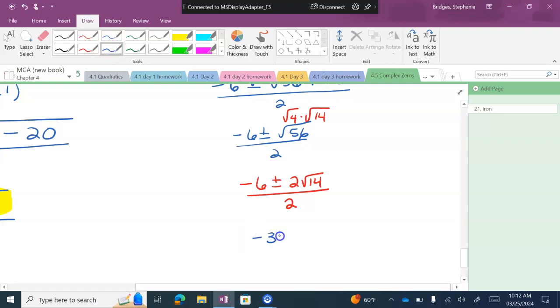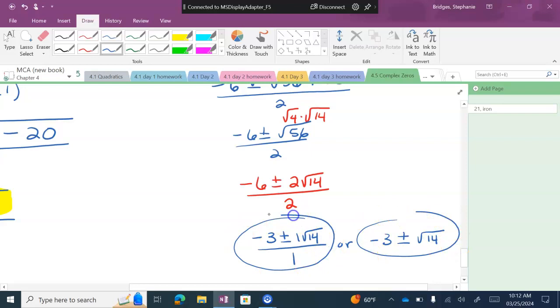So that's going to give me negative 3 plus or minus. You can put a 1 in front of that if you want to, but you don't have to. Or we could just write it as negative 3 plus or minus square root of 14. Either one of these will be fine. Anybody have any questions?